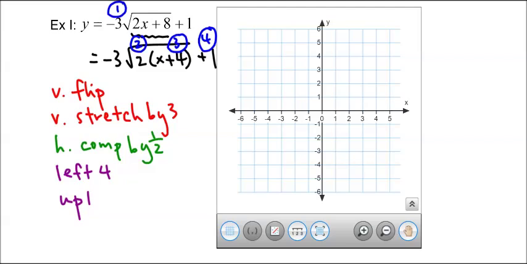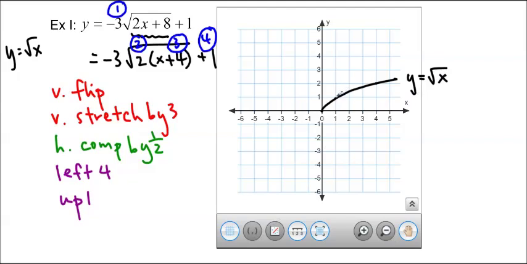So we're going to start with our parent function. The parent function is y equals root x. So I'm going to draw that in there: 0, 0, 1, 1, 4, 2. That's all I've got right now, because I have a pretty small graph. So this is y equals root x. And then I'm going to do the vertical flip and the vertical stretch by 3.